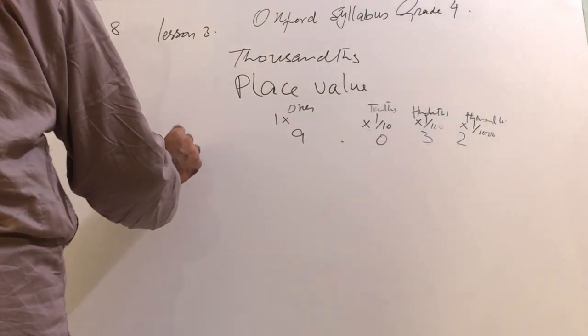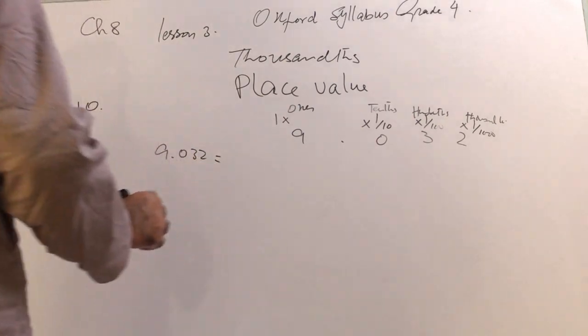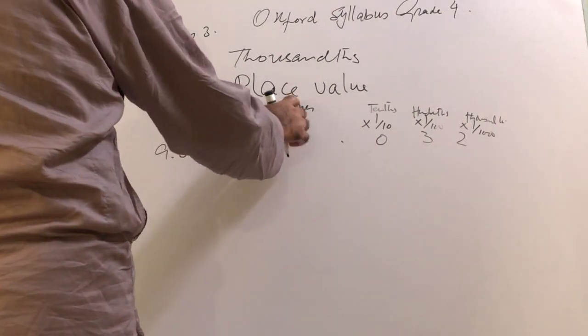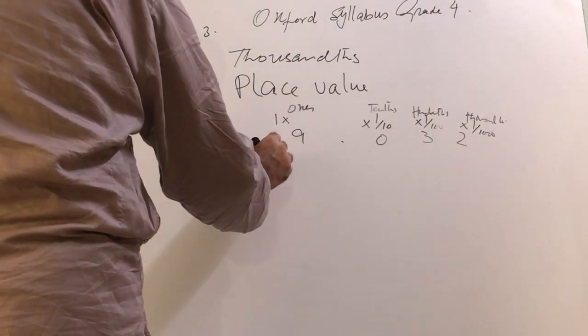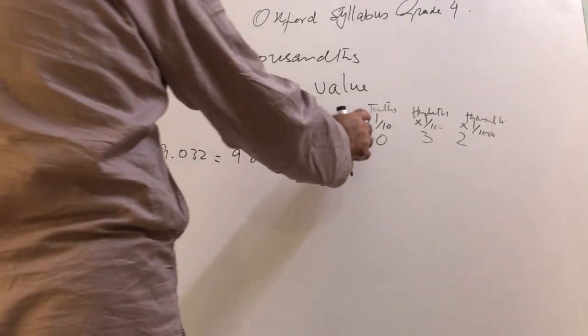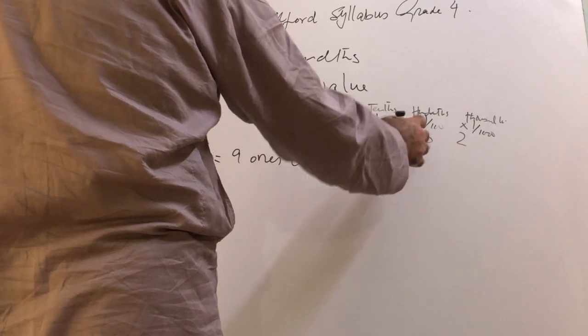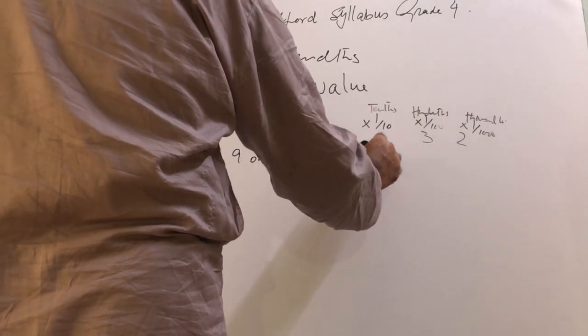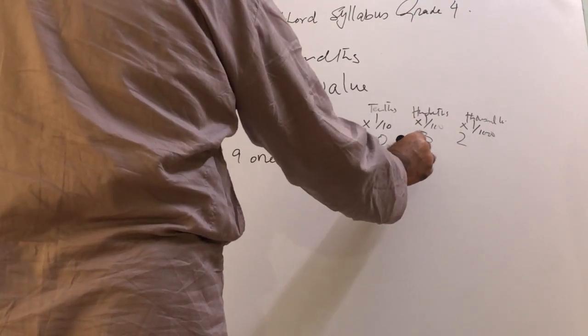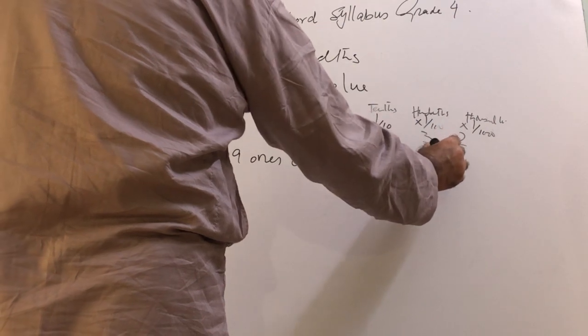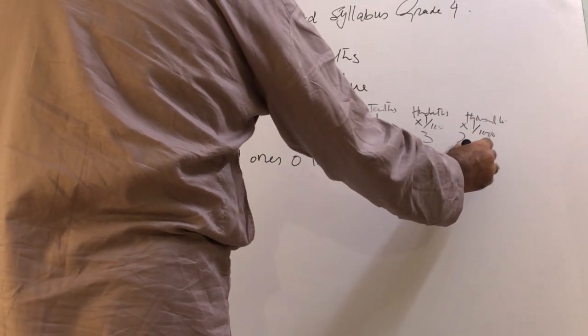So 9.032 is equal to how many 9 ones, okay, right? How many tens? 0 tens, 3 hundreds, and 2 thousands, okay.